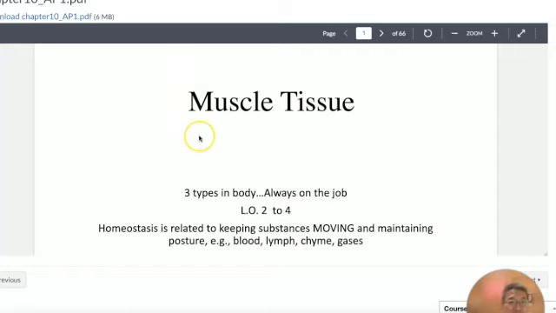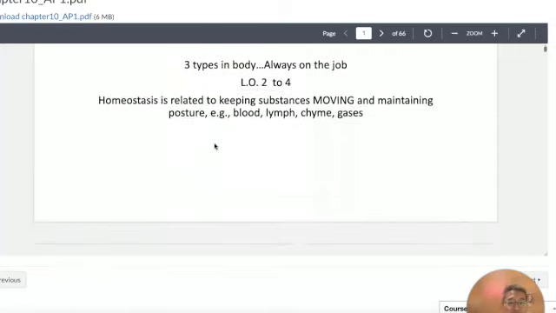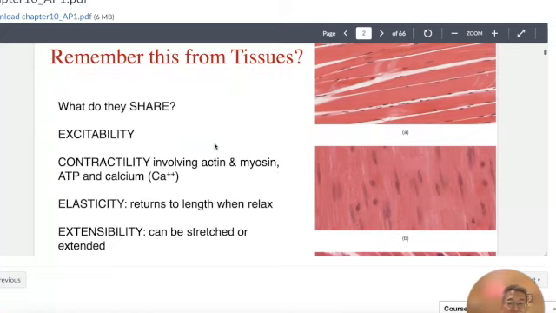Hello everybody, we're doing chapter 10 on muscle. Now remember when we did the tissue, we learned about muscle, different types of muscle: cardiac muscle, skeletal muscle, and smooth muscle. They all share excitability. You're going to learn this word, action potential, which is a nerve impulse, an electrical impulse that causes muscle to contract.